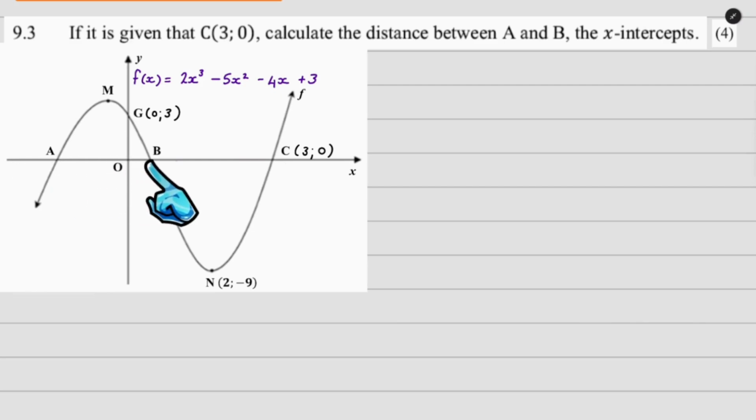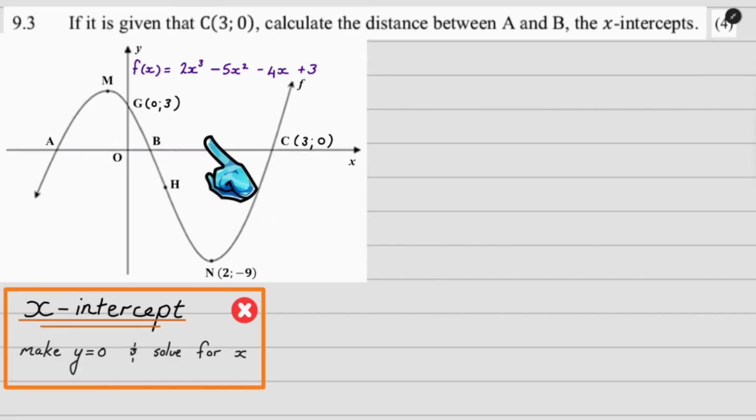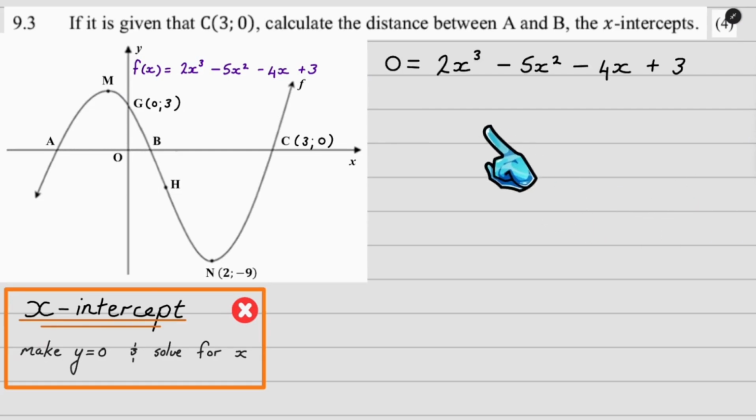They are x-intercepts. And then our universal rule to get x-intercepts, we make y equals 0 and solve for x. Okay, so just remember f of x is a fancy placeholder for y. So I'm going to change that to 0 and it's going to equal this thing. Okay, so after making y 0, I've got to factorize this thing. Okay, so that's going to be quite a challenge.